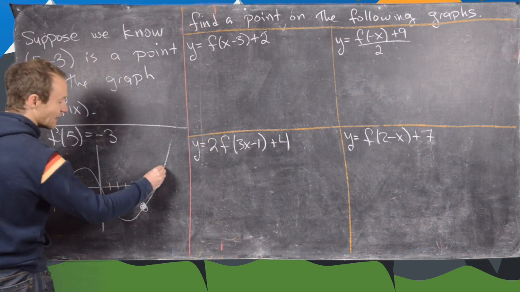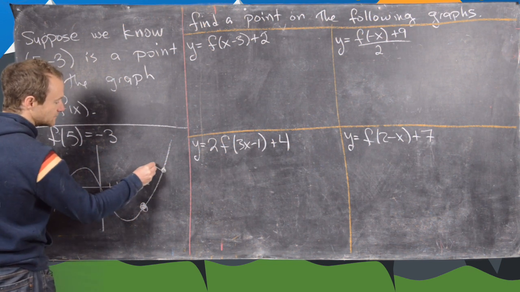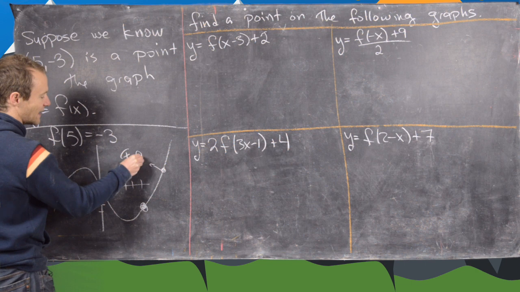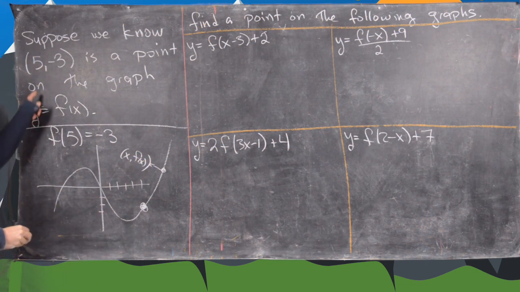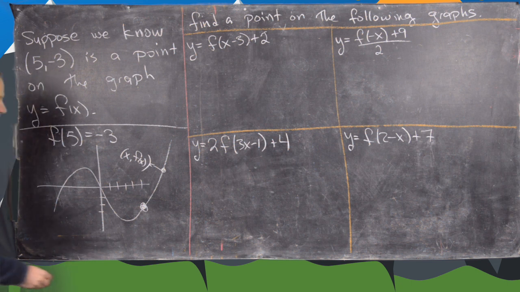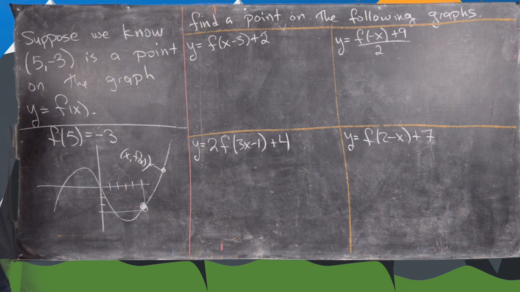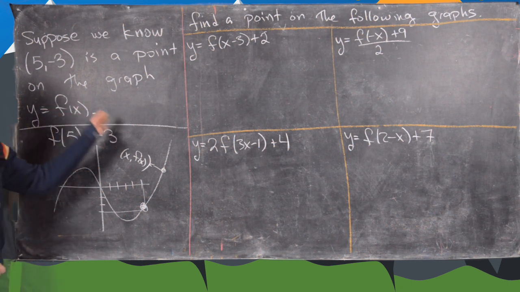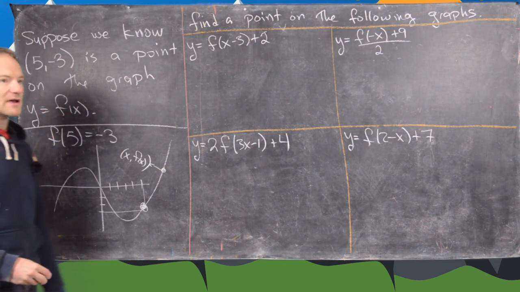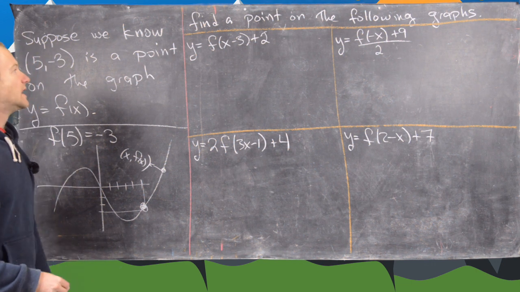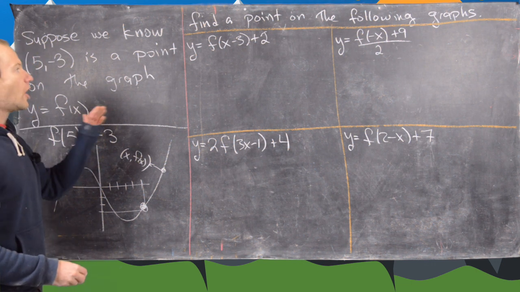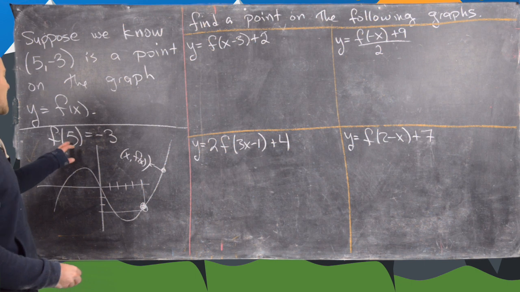That's because every point on this graph is of the form (x, f of x). So this point right here must be of the form (5, f of 5), and here we have that point. The trick here is that we don't know anything about any of the other inputs of this function. All we know how to do is plug 5 into this function.